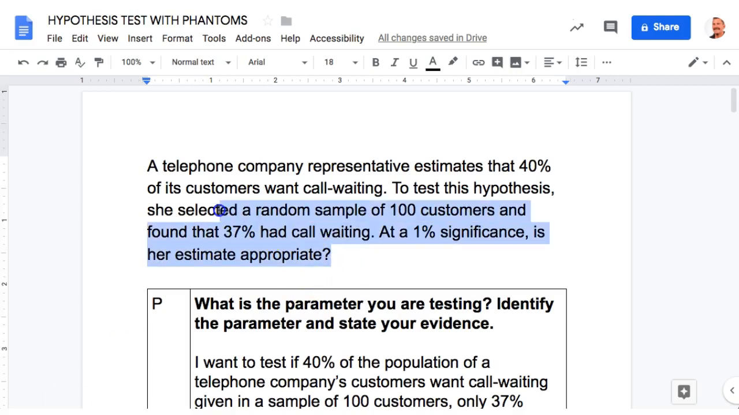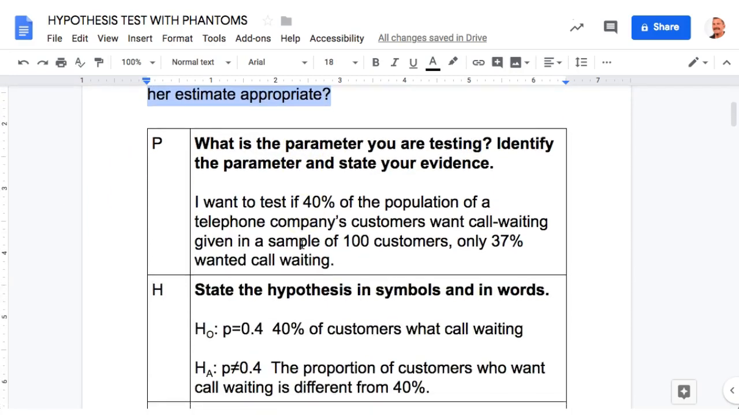So here's my situation. I've got this telephone company, and the representative believes that 40% of its customers want call waiting. That's my population statement. To test the hypothesis, she selected a random sample of 100 customers and found that 37% had call waiting. That's my evidence that I've collected.